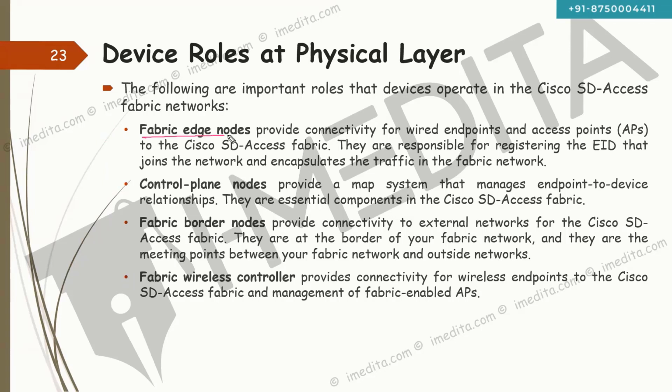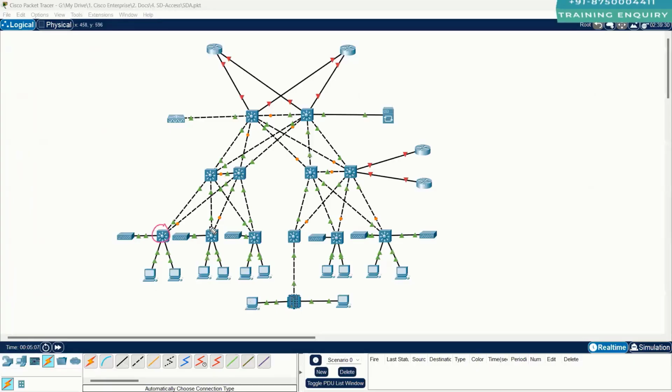Fabric edge node is the place in your SDA design where the end users are going to be connected. Where these end users are going to be connected, like this switch, this switch, this switch, all these switches are set in the fabric edge node role.